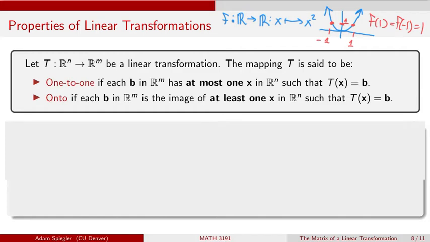A second property of linear transformations I want to talk about is onto, which you may have also called the surjective property. So we say that a transformation T is onto if each b in the codomain has at least one pre-image x in the domain which is mapped to it. So in other words, the codomain and the range of the function are equal to each other. So every vector in Rm gets mapped onto by something in the domain.